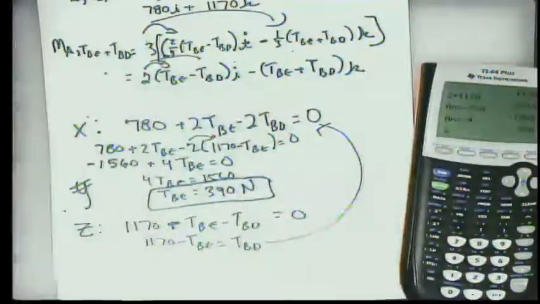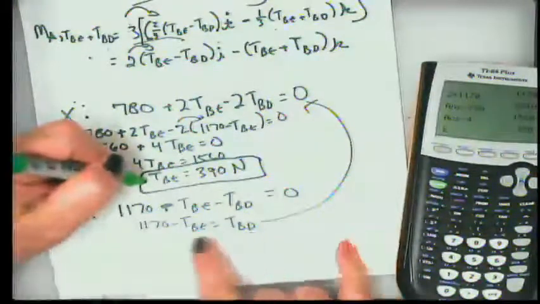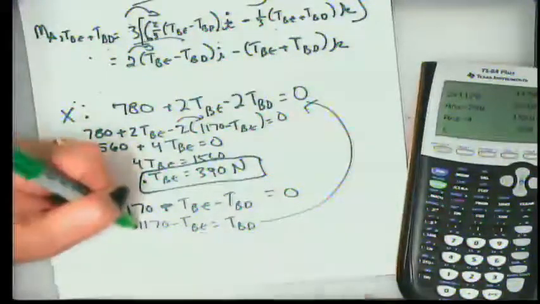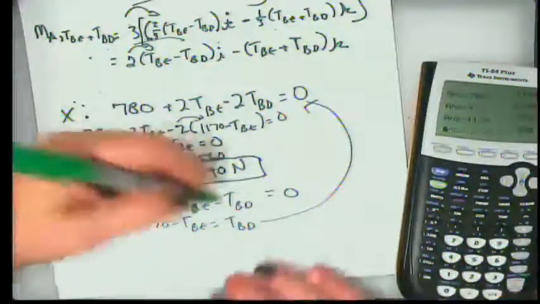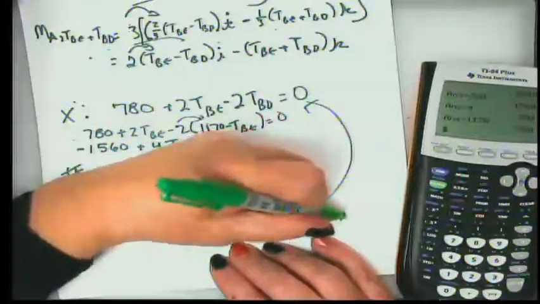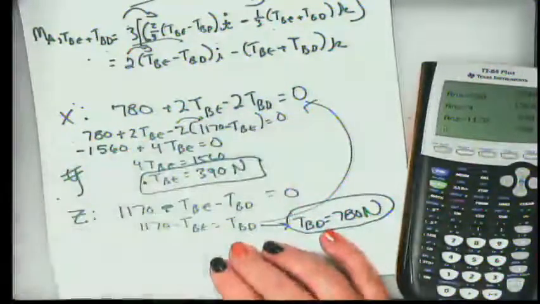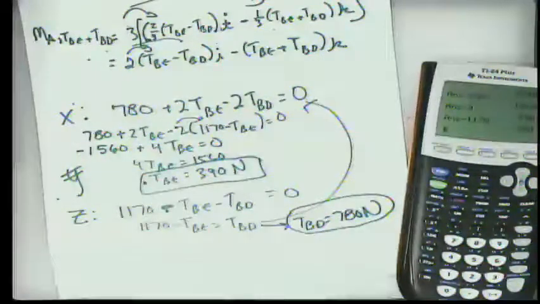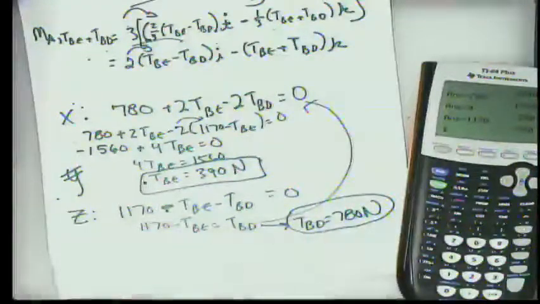There's my first answer. I don't have to go back and reinvent the wheel. Now that I have TBE, I can plug it in right here. In other words, subtract it from 1170 and get a value for TBD, which is 780 newtons. Right? So I have TBE and TBD, and then it asks me for the reactions at A.